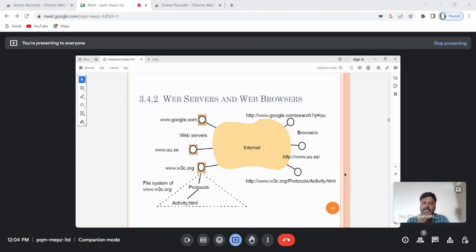So web servers, file servers, and web browsers, which are acting as a host to consume the transferred information or to display the information as the application layer.